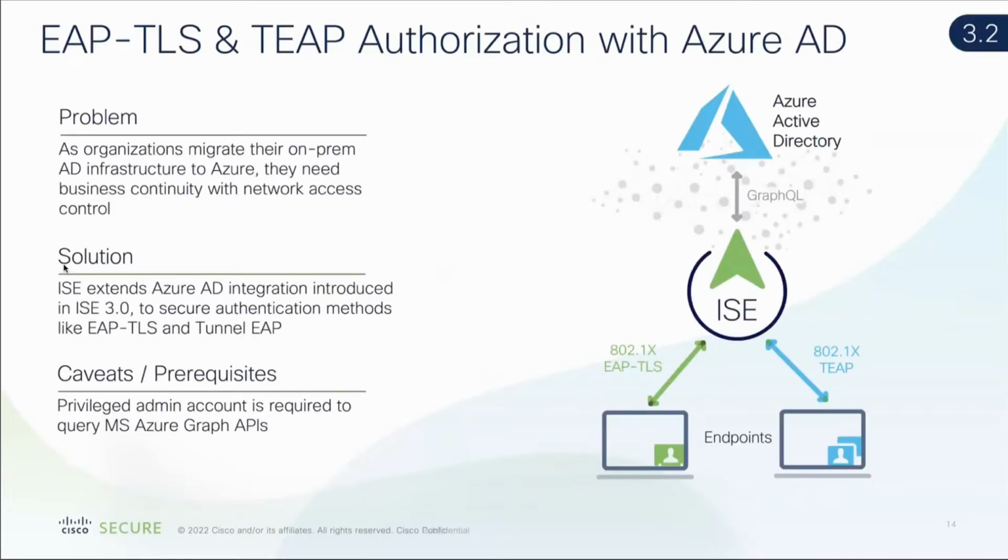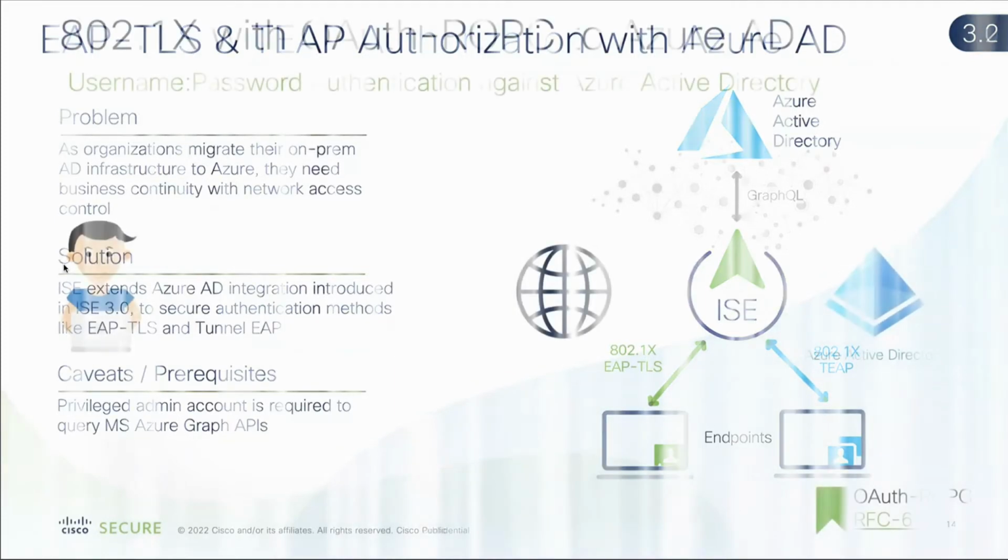So another big thing that people have been asking for with Microsoft's Azure is the ability to do certificate-based authentication and authorization with Azure Active Directory. And we're delivering that now for you in ISE 3.2. So we have the choice of using either EAP-TLS or TEAP, the tunneled EAP protocol, which is available in Microsoft's native Windows supplicant. So you can use these protocols to send a certificate to ISE.